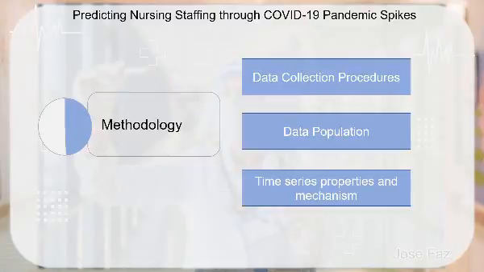In this methodology, we are going to have three main elements. One is data collection procedures, data population, and time series properties and mechanism. In data collection, as I mentioned, all the datasets are retrieved from the CDC website and they are in CSV format. So the main process in this stage is to format all the variables in such a way that they are going to be stackable in all the datasets, as well as formatting date variables to be able to carry on the analysis.